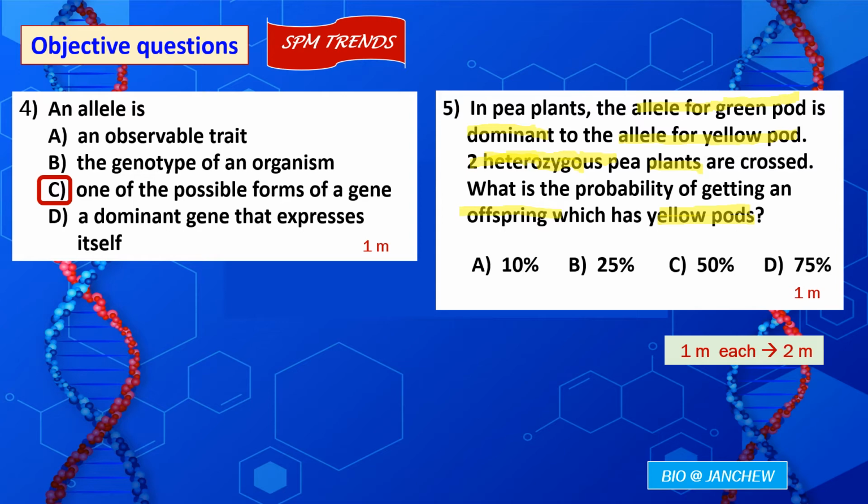So what is the allele for yellow pod? If the allele for green pod is capital G, what is the allele for yellow pod? It is the small g. So let small g represent the allele for yellow pod, brackets recessive. That is the key. So once you've written down your key, you can start drawing the diagram.